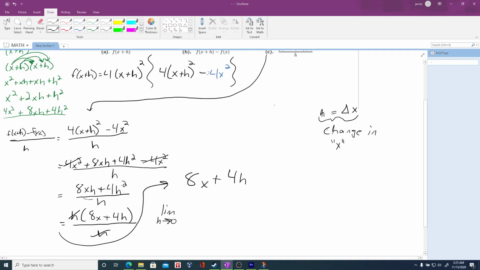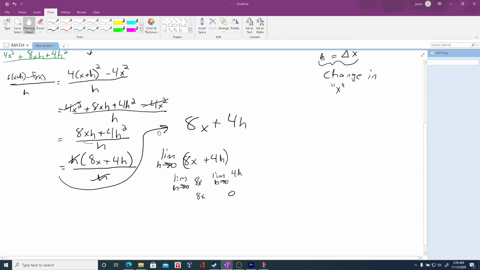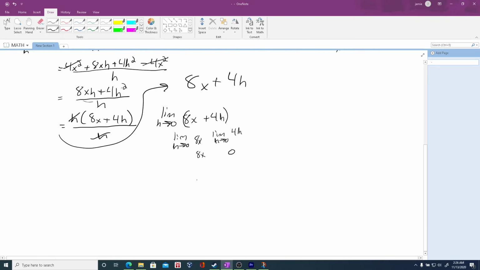And so if we want to find the limit as h approaches 0, as the change in x approaches 0, the derivative, we apply the limit to 8x plus 4h, and you'll see that the limit as h approaches 0 of 8x is going to just remain 8x, and the limit as h approaches 0 of 4h is 0, leaving us with just 8x.